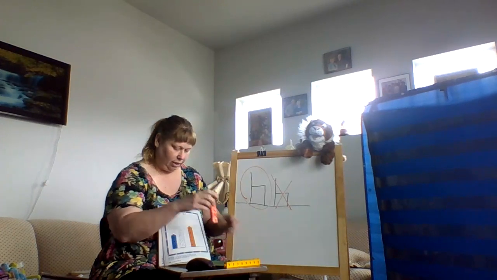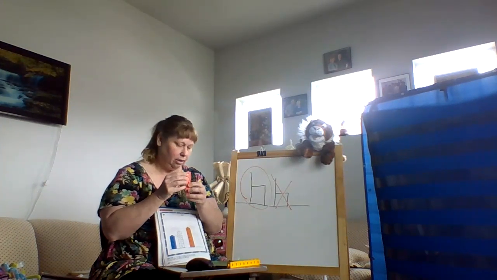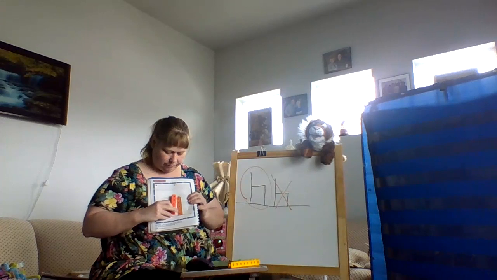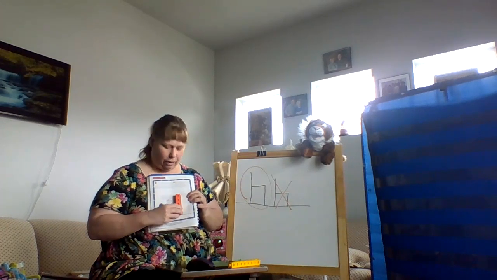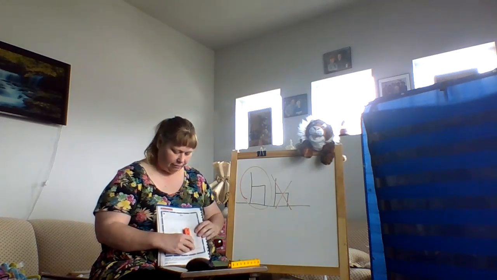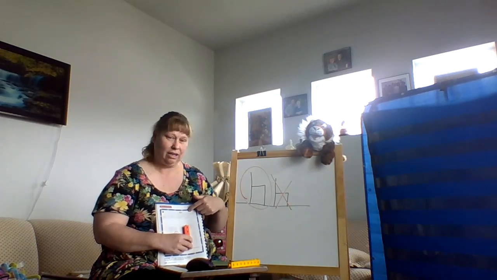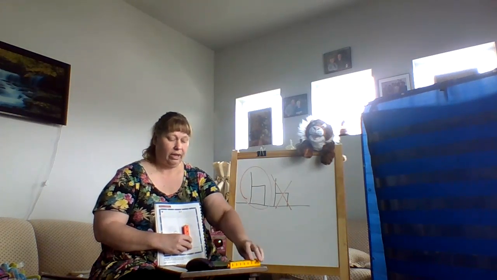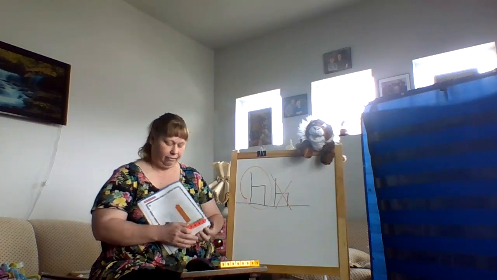Now they want you to look at the 5 tower orange, and they want you to make a tower taller than 5. So if you could make one taller than 5, you would be showing a tower taller than 5.